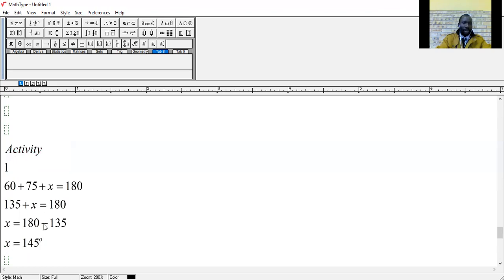In activity 1, we saw that the angle we have got is 100 and what? Is it 145? No, sorry, it's just 45, not 145. Sorry for that. So we have here 180 minus 135 giving us 45. So what you see is that the first angle is 60 degrees, the other angle is 75, and the third angle is 45, meaning all the angles inside this triangle are what?